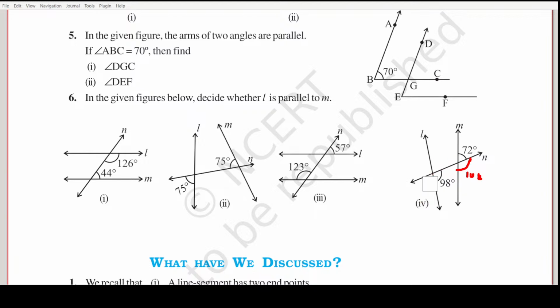This cannot be 98 because 98 plus 72 is falling short. 170 only. So you have to increase this angle by 10 more degrees. Agreed?